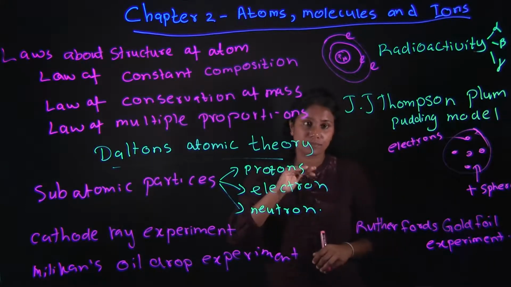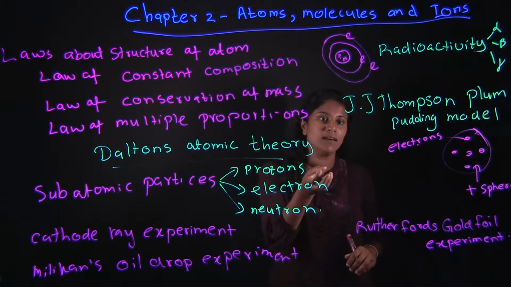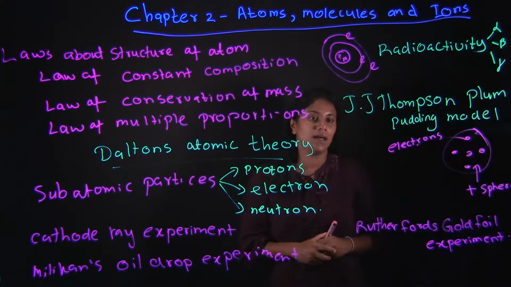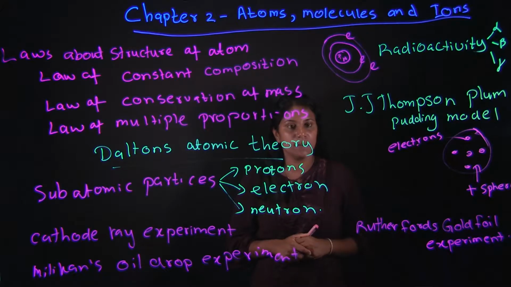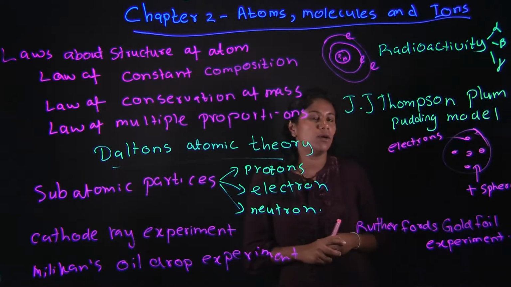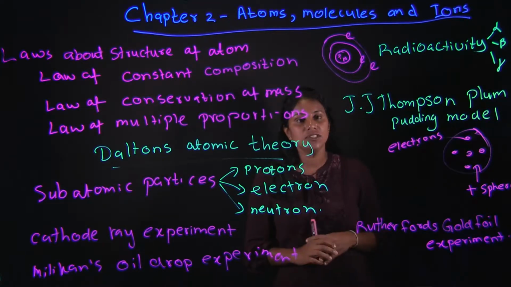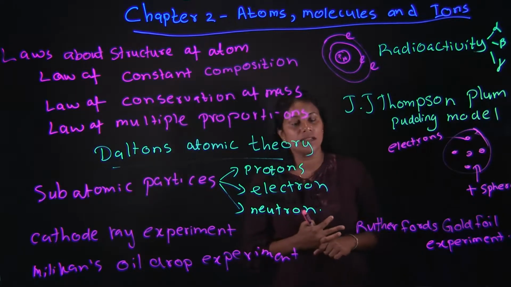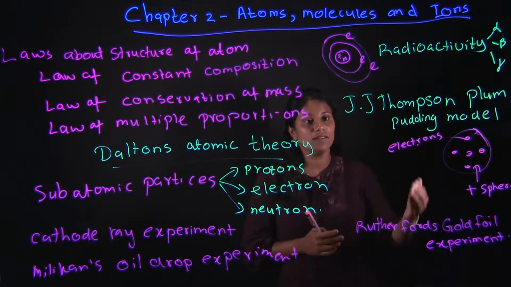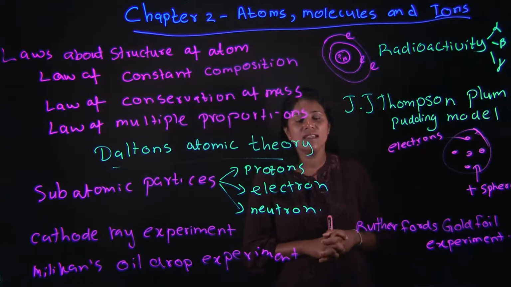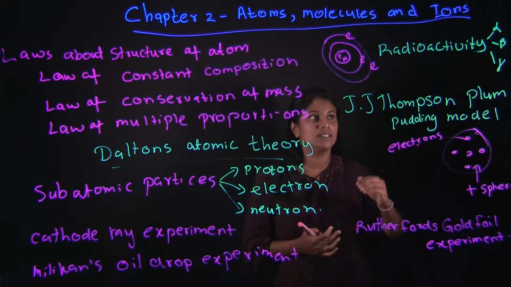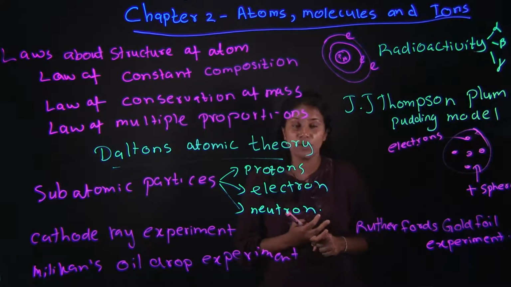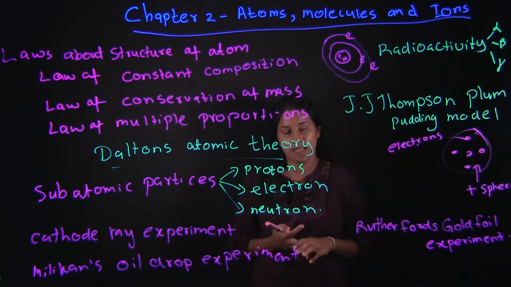The scientists who discovered the electron did the cathode ray experiment and also Millikan's oil drop experiment. And you also need to know about radioactivity. Henry Becquerel, Marie Curie, and Pierre Curie did a lot of experiments on radioactivity. When they studied radioactivity, they discovered three different types of radioactive particles: alpha, beta, and gamma.